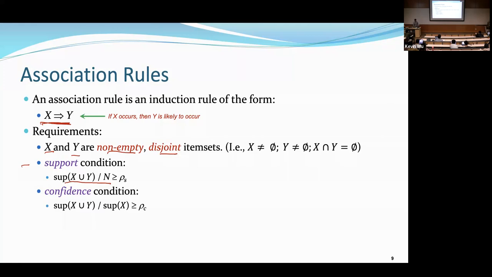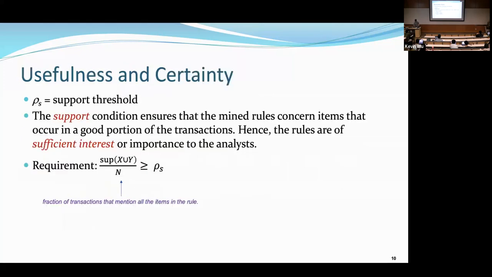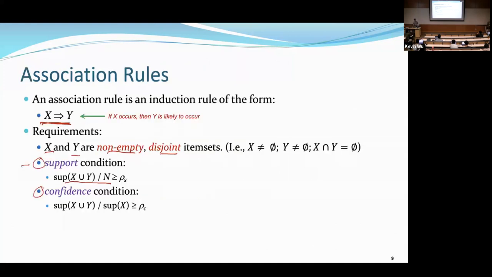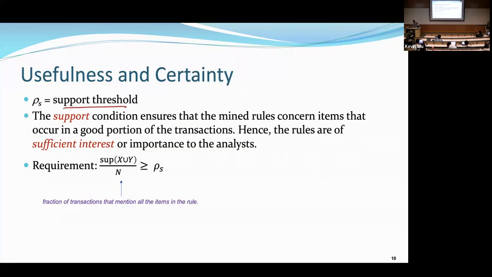But before that, let us spend a couple of minutes to further elaborate on these 2 conditions, namely the support conditions and also the confidence conditions. If you look at the support condition, we require that the support count of X union Y divided by N be not smaller than rho S. And rho S, as I said, is called the support threshold. It is a parameter that we set. You can change it, make it larger or smaller, depending on your needs and applications.